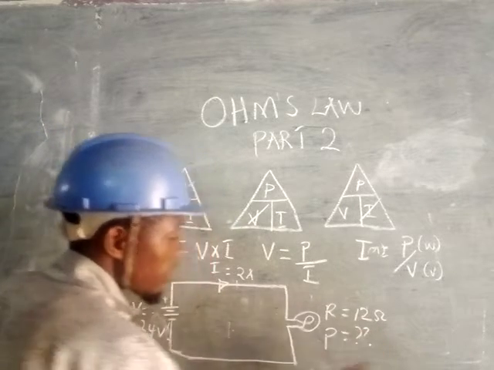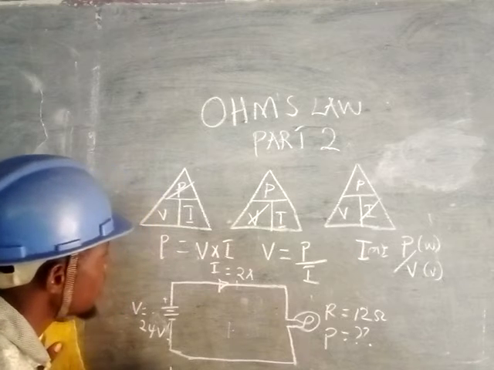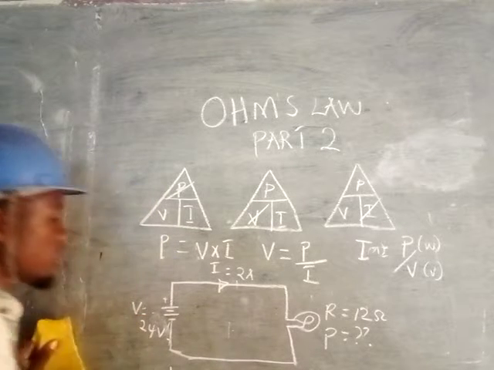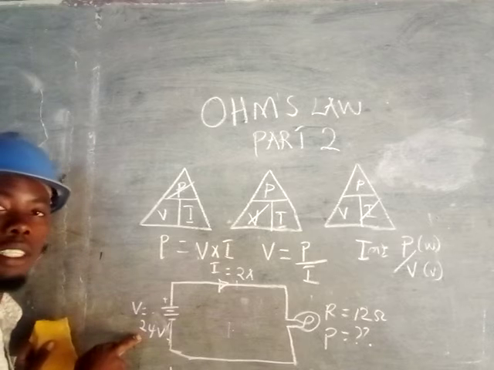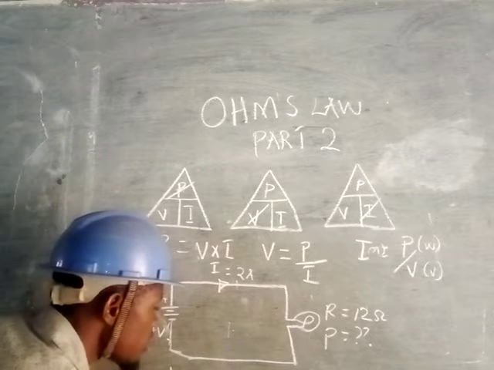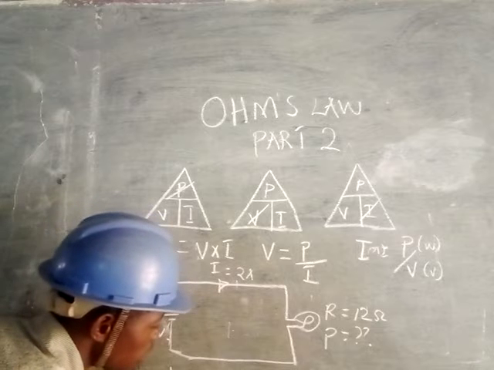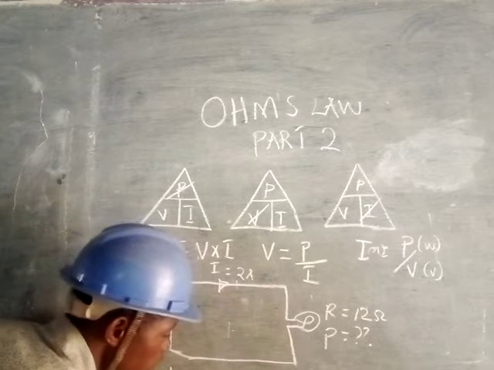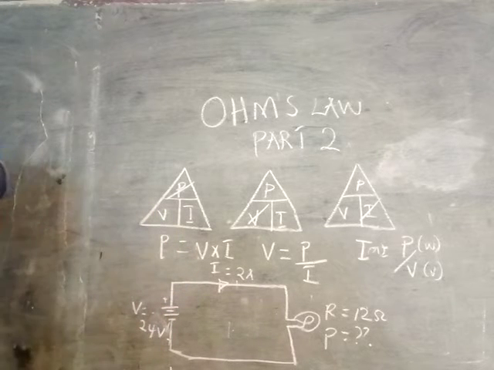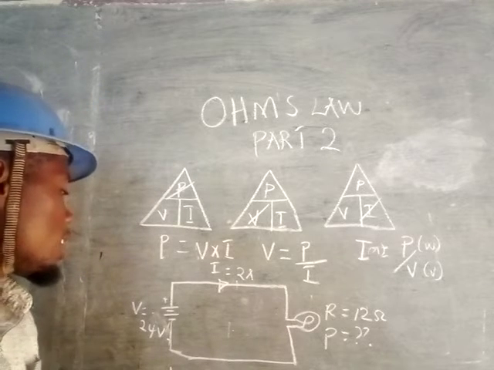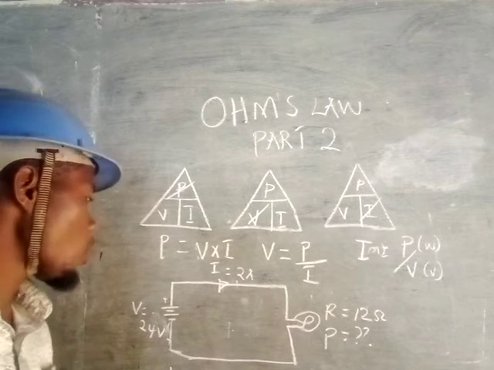You don't have power there. Therefore, power equals voltage times current. Our voltage is 24, so that is 24 times 2, which is 48 watts. Don't forget to put watts there. Remember, I told you that the SI unit for power is watts.